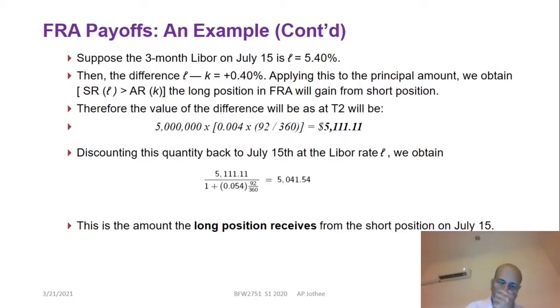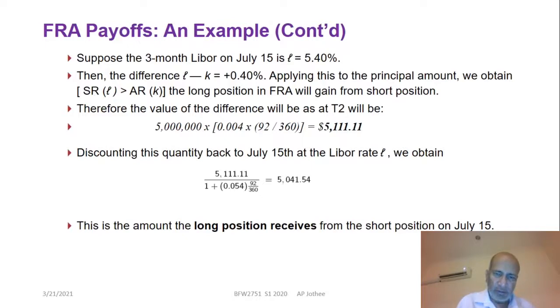What we normally do is, that's why there are two ways of doing it. Either you bring it down to discounted rate at July 15 and again invest this amount. Again, this is a merry-go-round, like, invest this amount until October 15 and you'll get back the same rate here. So effectively it is $5,111.11. This amount that the long position receives from the short position on July 15. That is why we have to discount it, because we want to know effectively at the end of the FRA period how much you're going to receive.